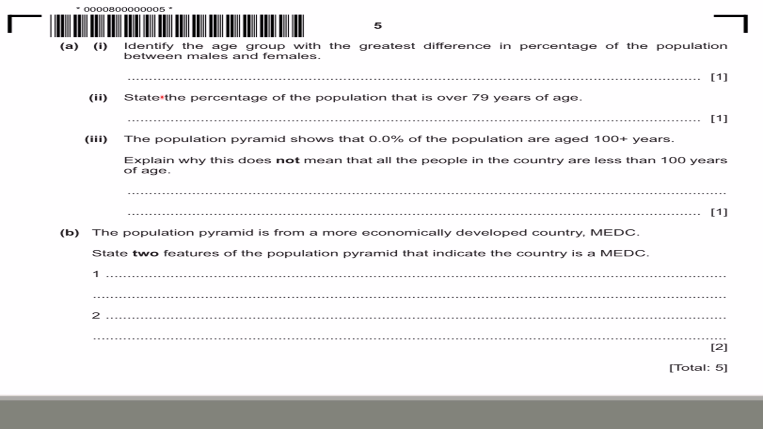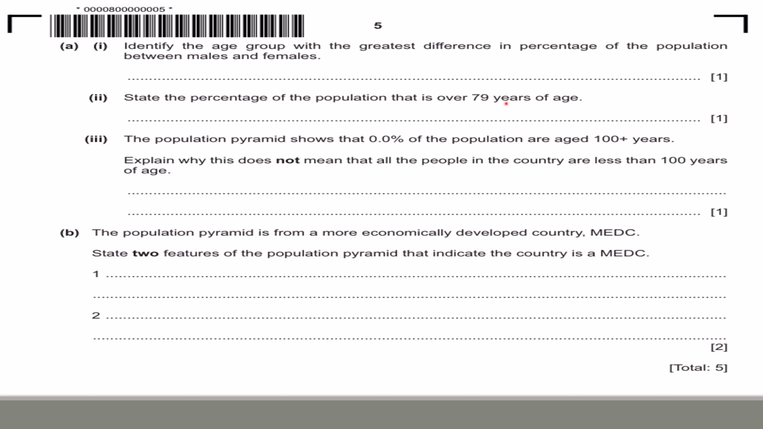Here is part A of question number 2. Question one is: identify the age group with the greatest difference in percentage of the population between males and females. As we have discussed already in the previous slide, this question asks us to identify the age group with the greatest difference in the percentage between males and females. This question carries 1 mark and you need to answer to the point from the given pyramid.